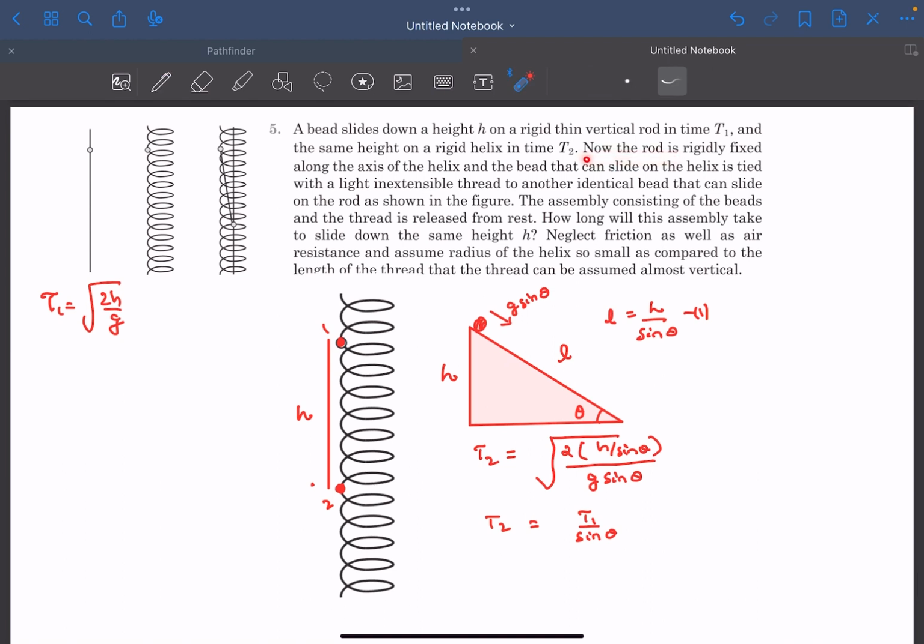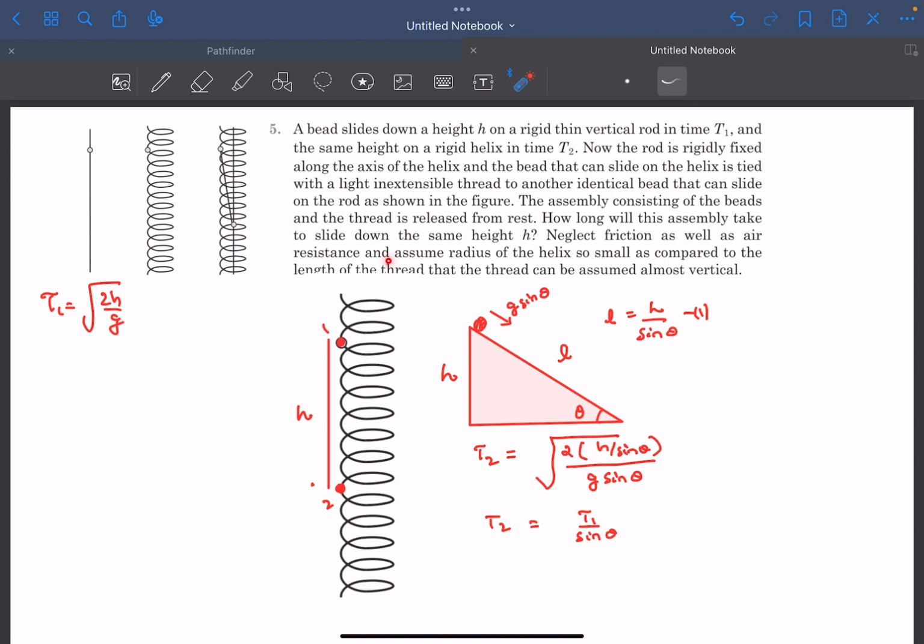In the third part, now the rod is rigidly fixed along the axis of the helix. So we have this rod that is fixed on the axis of the helix, and on this there is a bead that can slide up and down, and it is tied with a light inextensible thread to another bead that can slide on the rod. Now let's say the time it takes to descend by a height h is t3.